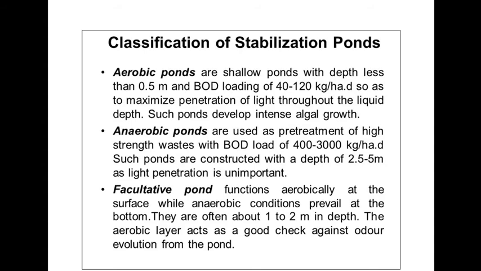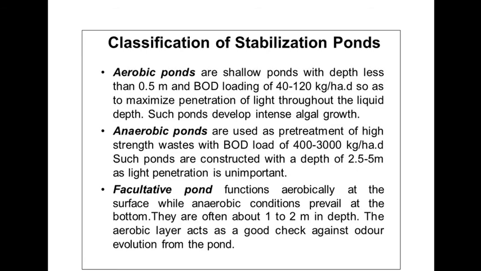Next one is the facultative pond. A facultative pond is a combination of both aerobic and anaerobic ponds, where both aerobic as well as anaerobic conditions prevail. Facultative ponds function aerobically at the surface while anaerobic conditions prevail at the bottom, and they are often about 1 to 2 meter in depth, and the aerobic layer acts as a good check against odor evolution from the pond.